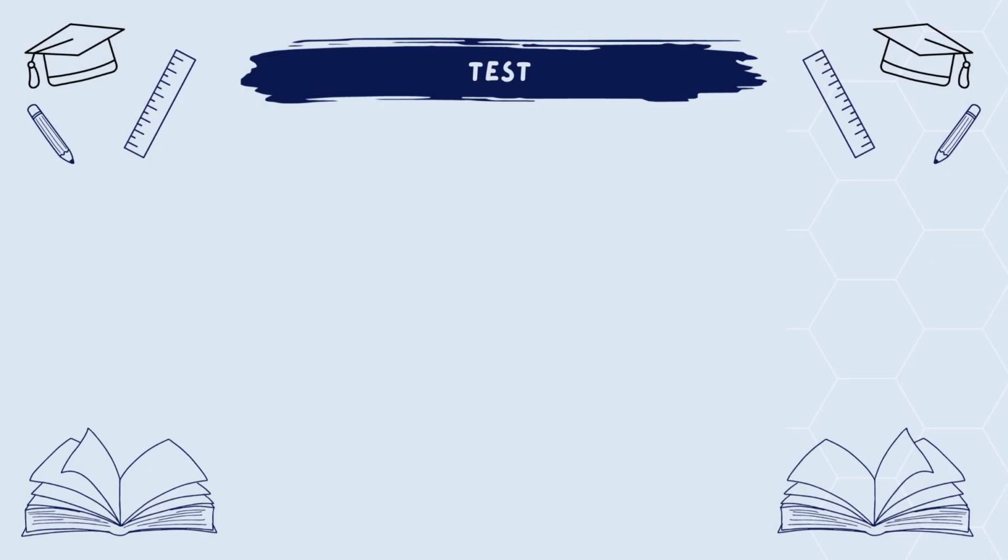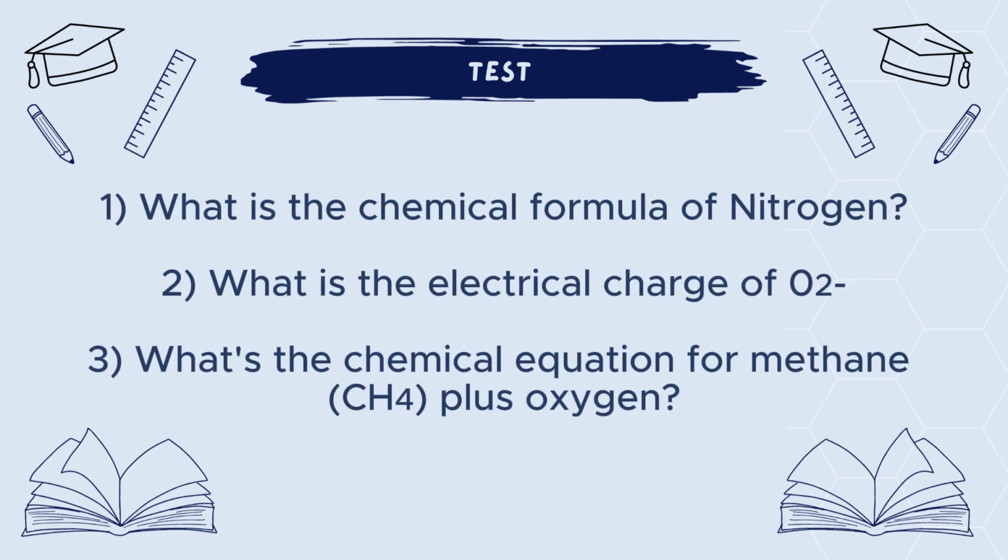Finally, time for the test. Number 1. What is the chemical formula of nitrogen? Number 2. What is the electrical charge of O2-? And number 3. What's the chemical equation for methane plus oxygen? You now have 30 seconds to think of your answers, and then they'll be on the screen.